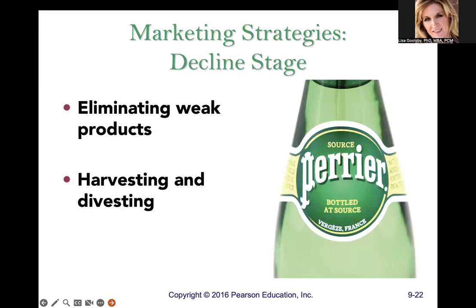And then the decline stage is where you actually get rid of those weak products. You have that exit strategy, or you may harvest and divest. You may get rid of the product, or you may harvest it and find new and improved ways to reintroduce the product.